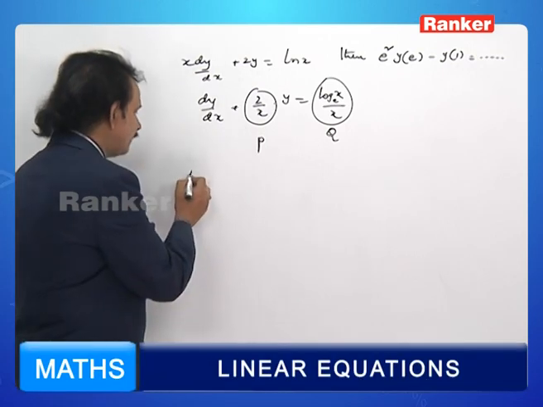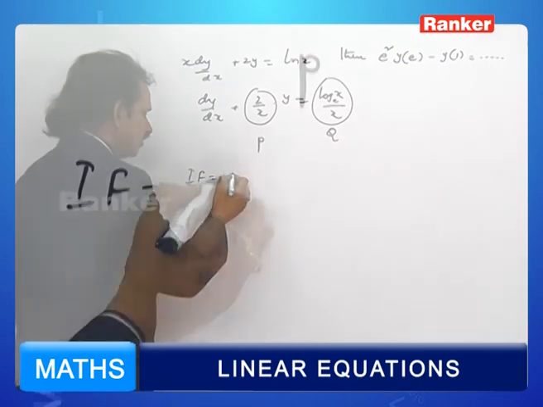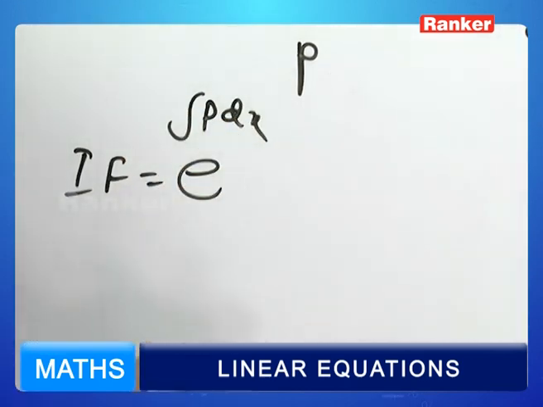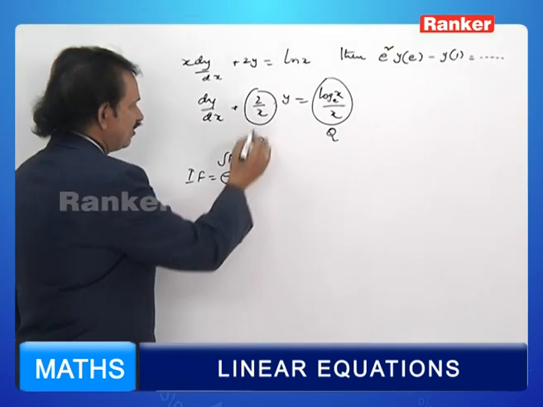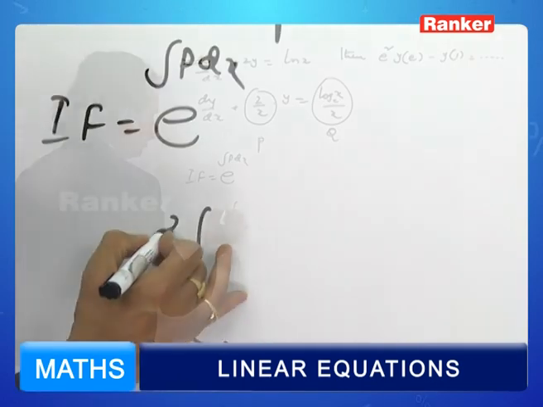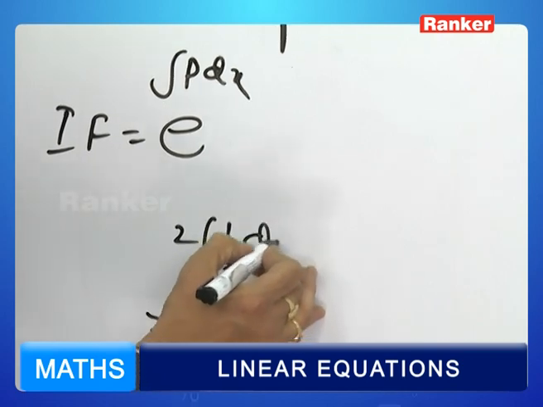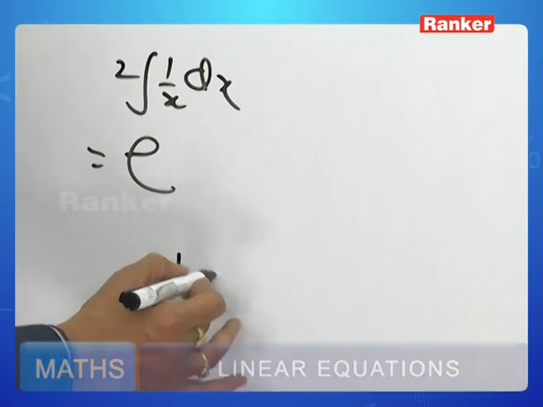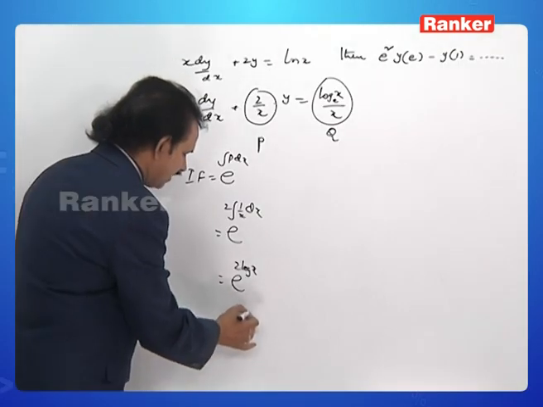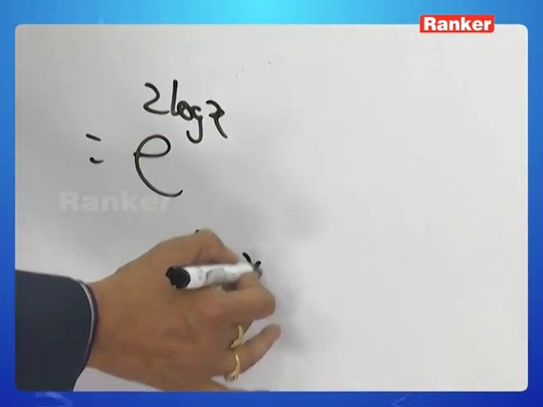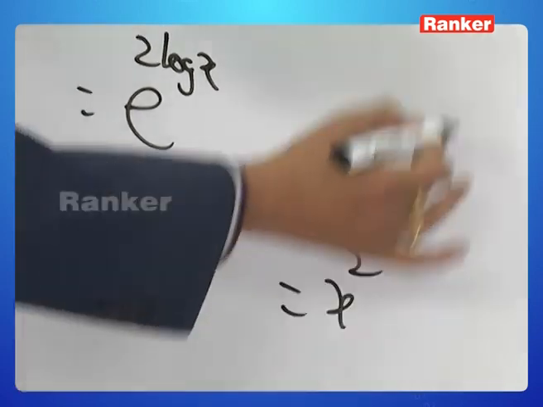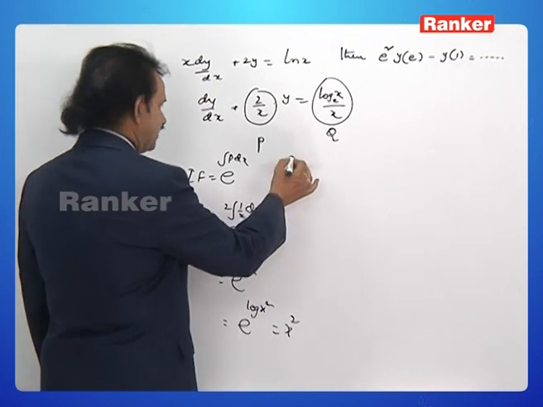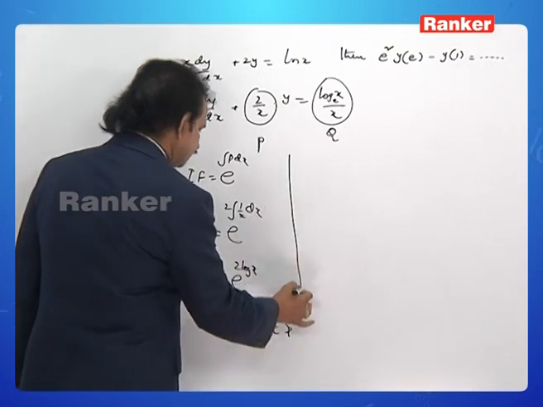What is the first step? IF is equal to e power integral P dx. What is P? 2 by x. E power integral of 2 into 1 by x dx is equal to e power 2 log x. 2 log x is nothing but e power log x square, which is of course x square. Nice, we have got IF.